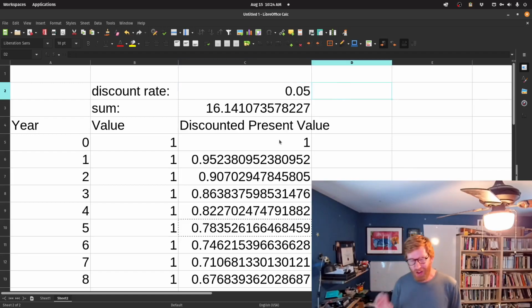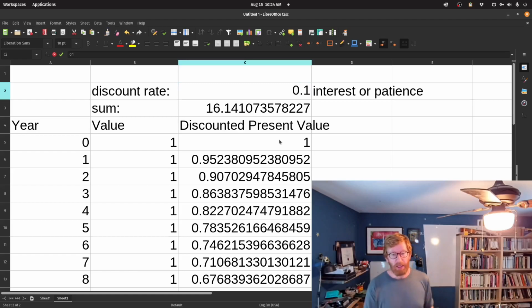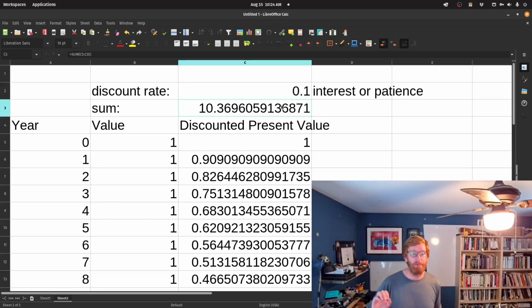Now let's just, as long as we're here, think about this. What the discount rate is doing is it's telling us basically an interest rate or some measure of patience. The more patient we are, the higher this number is going to be. So what should happen to this number? The 16 million should become smaller. I always get this. I'm just dyslexic.